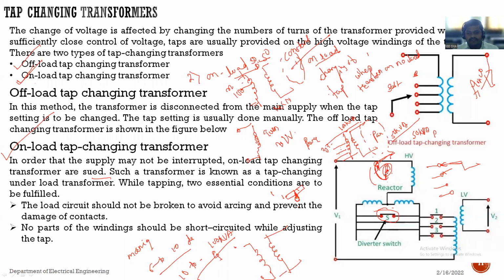So this is the tap changing transformer, and these are the two types of tap changing transformer. In this way we will conclude today's lecture, and we will stop here. In tomorrow's lecture we will discuss some problems.